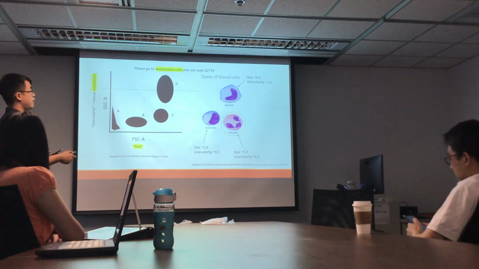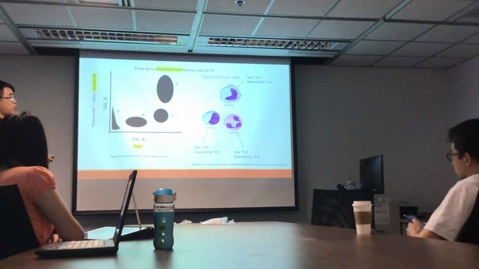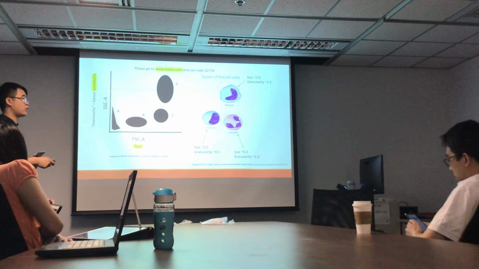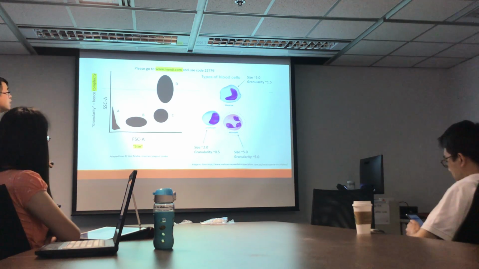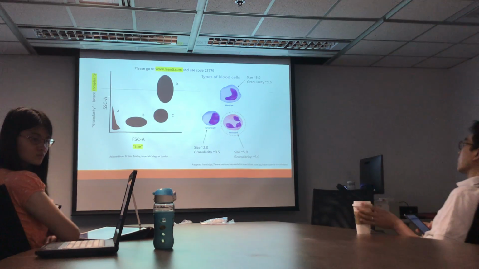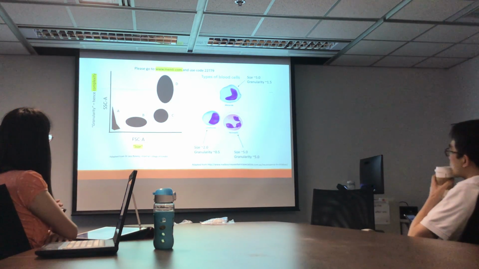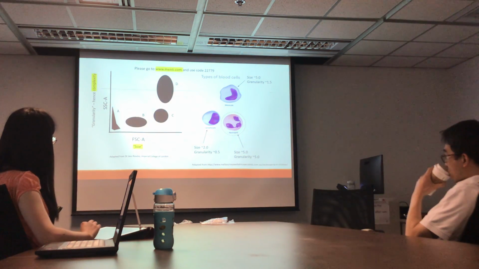Oh, by the way, so these are the three cell types that we're going to deal with. And I simply set some arbitrary values for the size and granularity. As you might have remembered, granularity simply means the complexity of the cell. And yes, you do have 4 options, so it's not that straightforward.